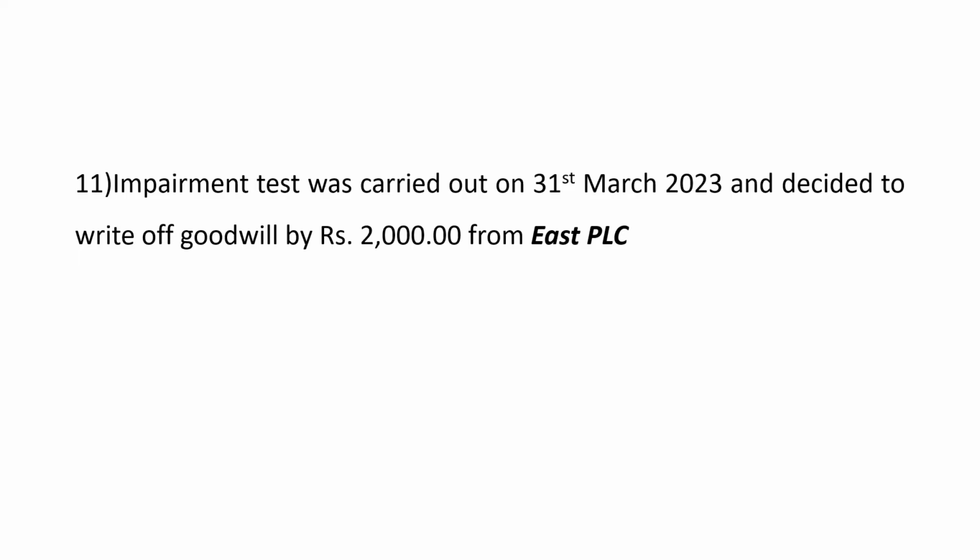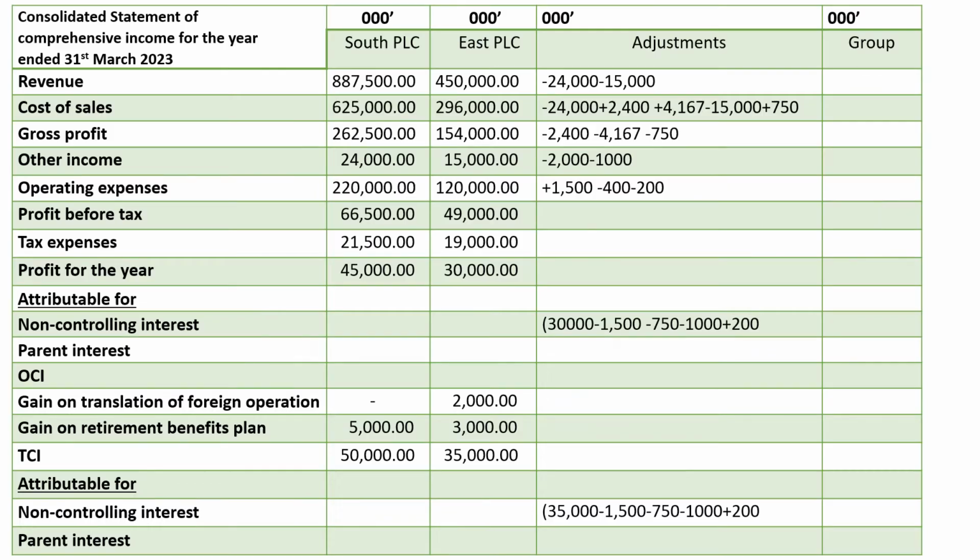Let's look at the final adjustment of the tutorial. That is the impairment test. It says the impairment test was carried out on 31st March 2023 and decided to write off goodwill by 2000 from East PLC. Since impairment is an expense, we are going to add it to the operating expenses.